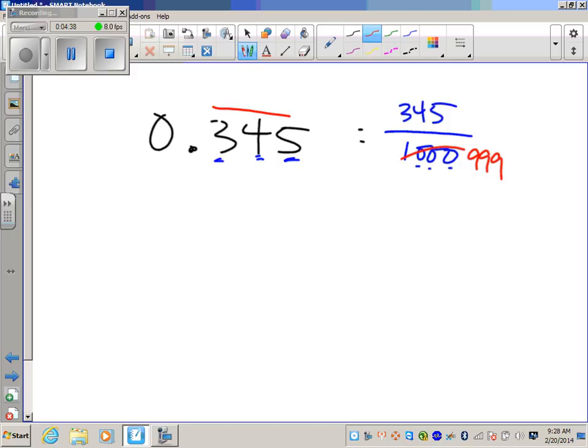Right, just because it's repeating. Take 1 away from the denominator. But we're not done, because we can simplify 345 and 999. What are they both divisible by? Yeah, 3. How do you know? Yep. 3 plus 4 plus 5 equals 12. 12 is divisible by 3. Right, 999 is going to be divisible by 3 as well.